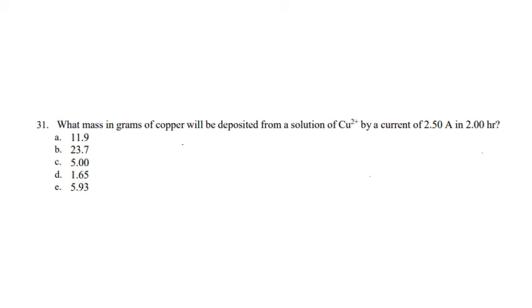Okay, now this question is, what mass in grams of copper will be deposited from a solution of Cu2 plus by a current of 2.5 ampere in 2 hours? So I will start with the equation. That is Cu2 plus plus 2 electrons gives you Cu. That is going to be our reduction reaction, and it is asking for the mass. So that means how much copper it will deposit.